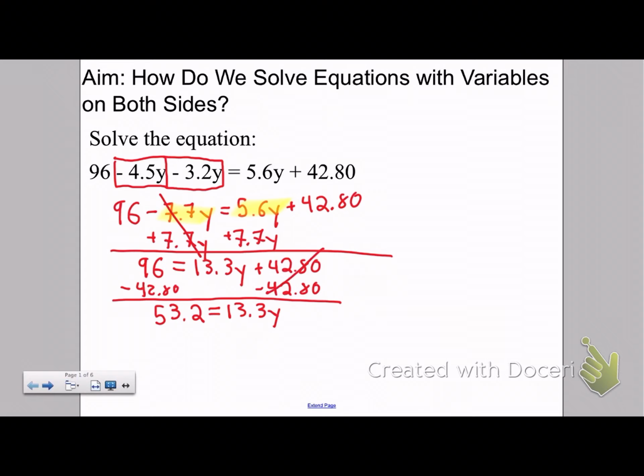Now this is a simple one-step equation. I'm going to divide both sides by 13.3. 53.2 divided by 13.3 is 4, and 13.3y divided by 13.3 cancels out, and I'm just left with y. So my final answer is y equals 4.